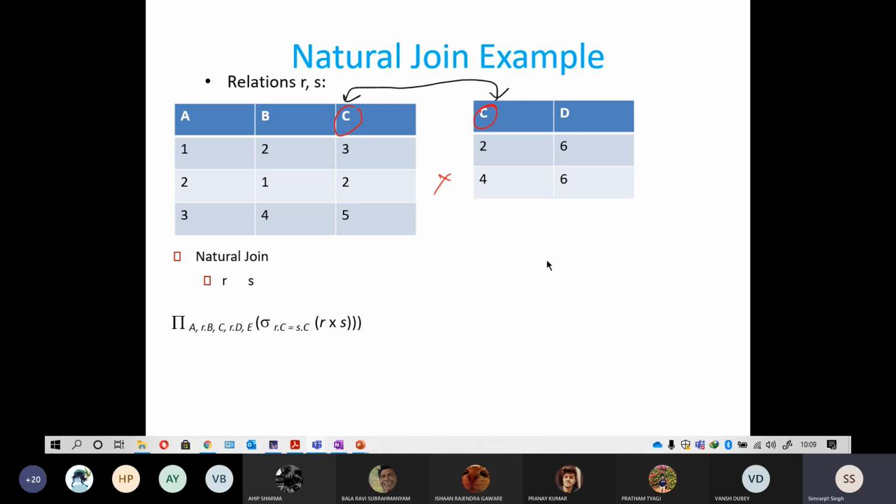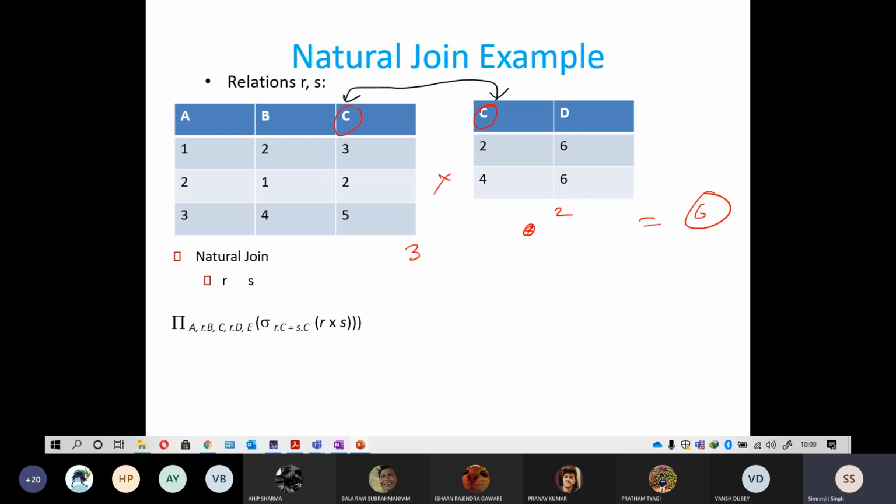Now if you're seeing here, first you have to do a cross product. Cross product means that you are multiplying the tables. Again, you will get 3 into 2, that will be your 6 entries, or 6 tuples.